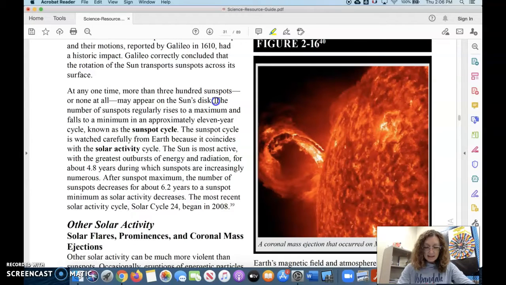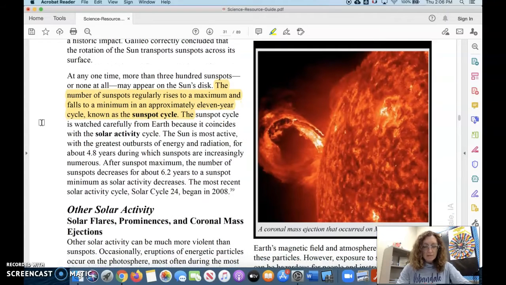This is not constant, okay? Remember, we're talking about violence on the sun. Think of this as kind of like explosive volcanoes. The number of sunspots rises to a maximum and falls to a minimum in an approximately 11-year cycle known as the Sunspot Cycle. This is important to remember. There is a cycle wherein these sunspots go up to a high quantity of them on the sun and a lower quantity on the sun. Just remember that for now.